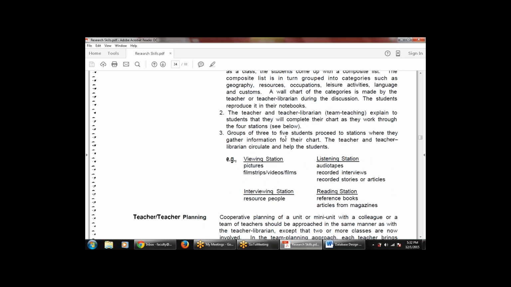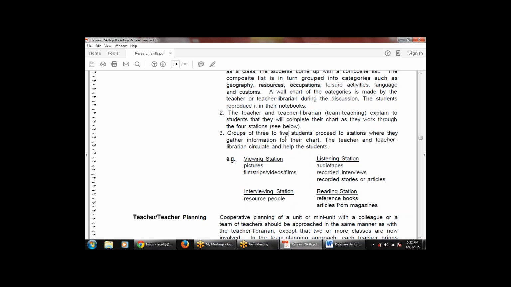That is, what are the various stations where they gather the information for their charts. The teacher and the teacher librarian circulate and help the students, that is, how to circulate the content and what are the various content that is used to circulate the various data. And this is the example.